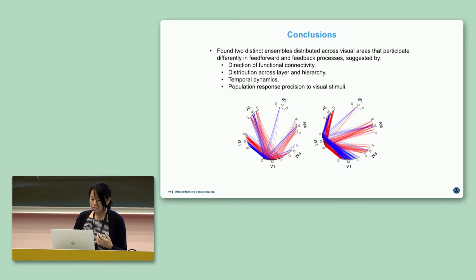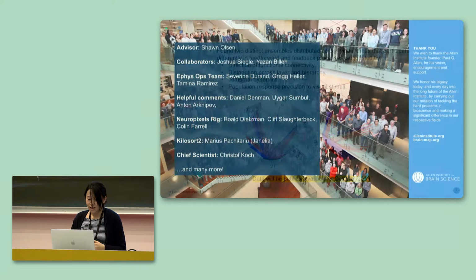And this is suggested by their direction of functional connectivity, their distribution across layers and along the anatomical hierarchy, the difference in their temporal dynamics, and their population response precision to visual stimulus input. And the one thing I want to emphasize is, at Allen, we emphasize open science, and so the data I presented today will be available in October this year.